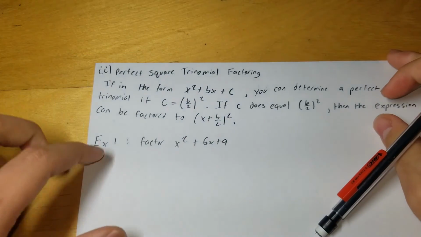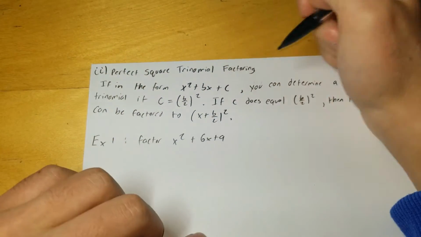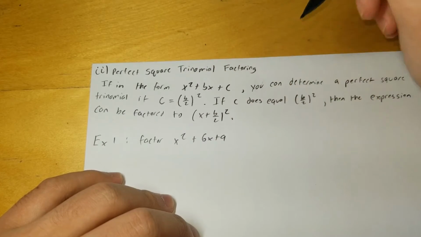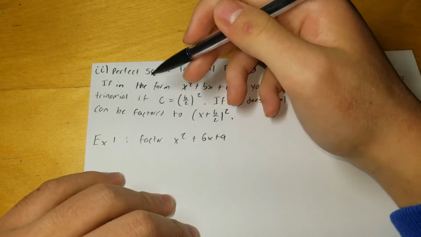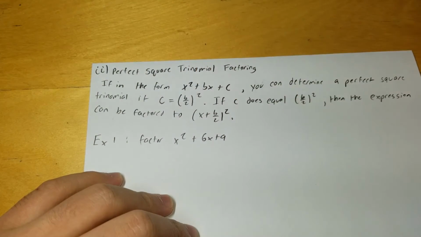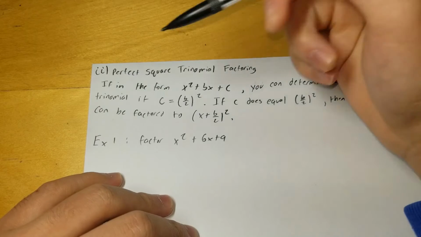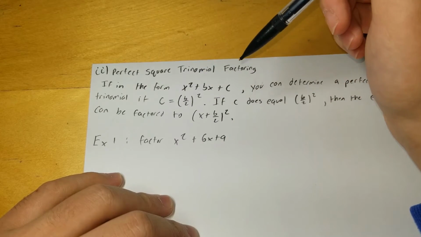Next one. We'll be learning perfect square trinomial factoring. If in the form x squared plus bx plus c, you can determine a perfect square trinomial if c equals b over 2 squared. If c does equal b over 2 squared, then the expression can be factored to x plus b over 2 squared.